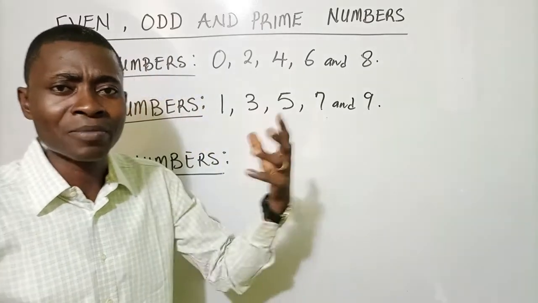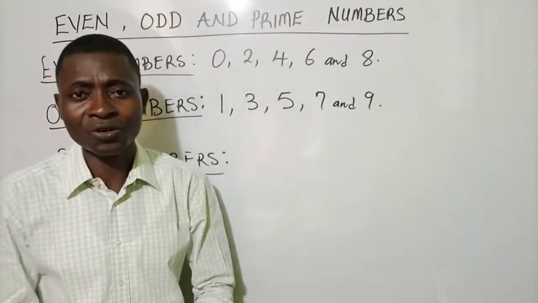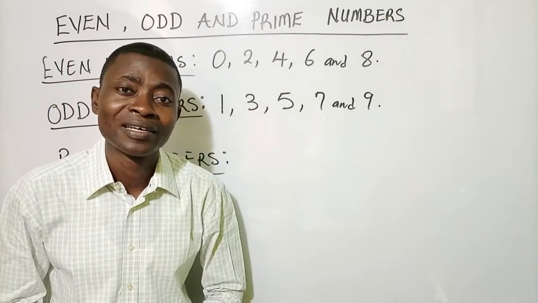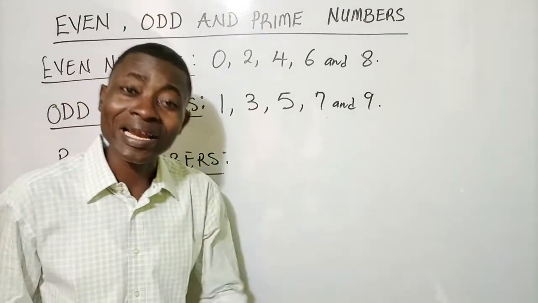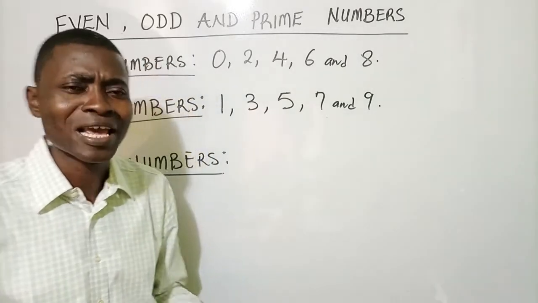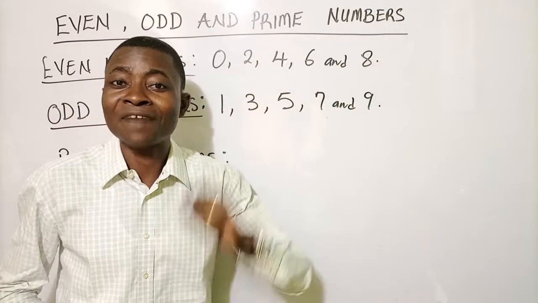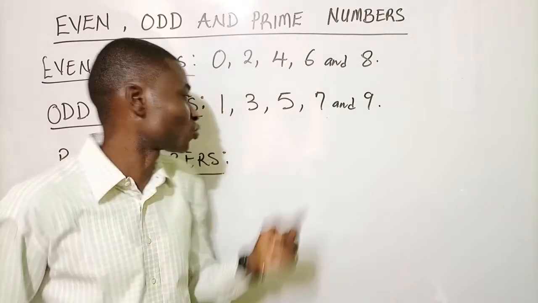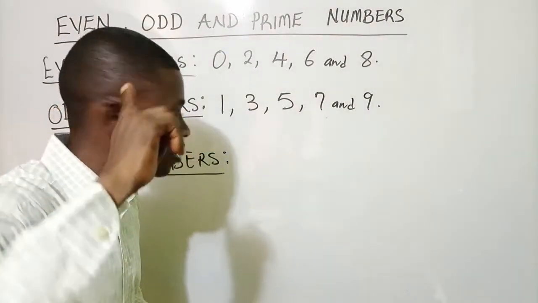As a prime number. Now, the first thing that comes to your mind, you want to ask yourself now, is 0 a prime number? Of course, 0 is not a prime number. Is 1 a prime number? The answer is no, 1 is not a prime number. Why? Because 1 has only 1 factor. And we say that for a number to be a prime number, it must have only 2 factors. So 1 is not a prime number because it has only 1 factor.